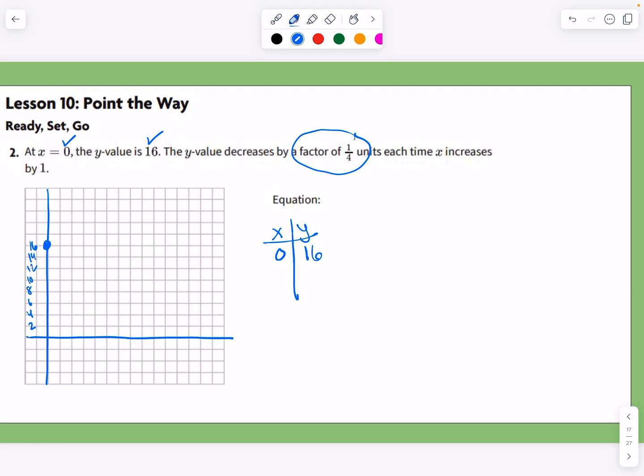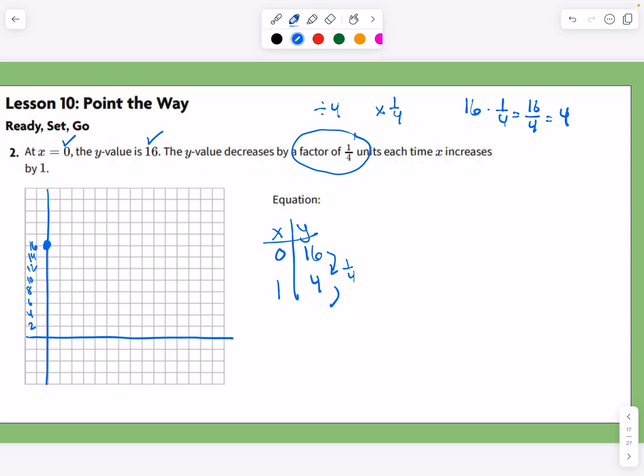And the y value decreases by a factor of 1/4 every time. Okay, so we could think of that as being divided by 4. Either think of that as divided by 4 or multiplying by 1/4 each time x increases. So that's going to be going down by 1/4. When x becomes 1, we're going to multiply by 1/4. So 16, for example, times 1/4 is 16 over 4, or simply 4.